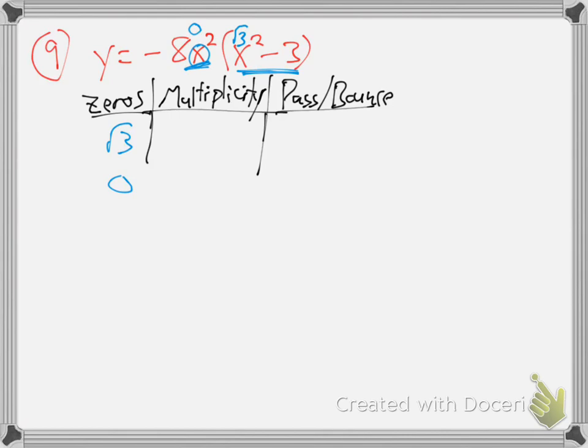Would the multiplicity on that be 2? Right. That multiplicity on that one is 2. And because he's even, he's going to be a bouncer. Good. For the root 3, the multiplicity is 1? I'm still waiting for the other zero. Oh, no. Yes, there's one more.